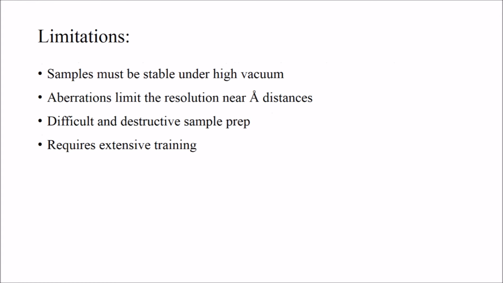There are a few different limitations on TEM machines. The samples must be stable under a high vacuum. Aberrations limit the resolutions near angstrom distances. And it is difficult and destructive sample prep, which causes a lot of problems when beginning to use the machine, and the operation of the machine also requires extensive training.